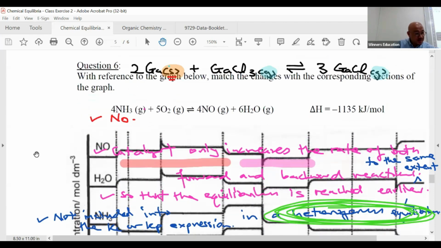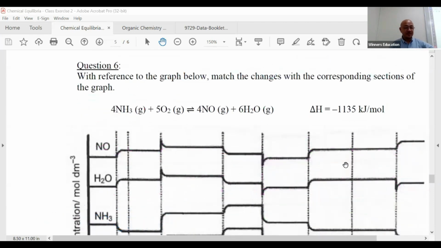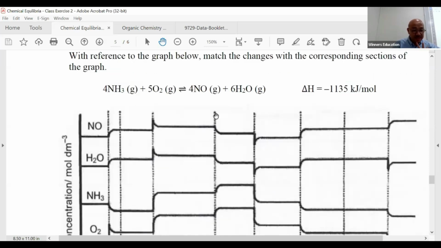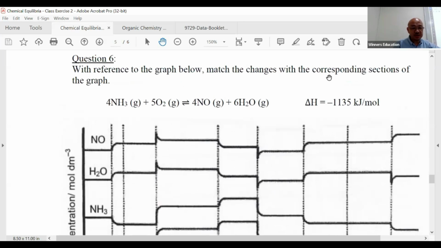Okay, these are the type of questions that are very, very fun and not difficult. But the thing is, people start to make mistakes because of time in the exam, right? We stress, then we can't do it properly. Okay, so let's do this together. It's very easy. With reference to the graph below, match the changes with the corresponding sections of the graph.